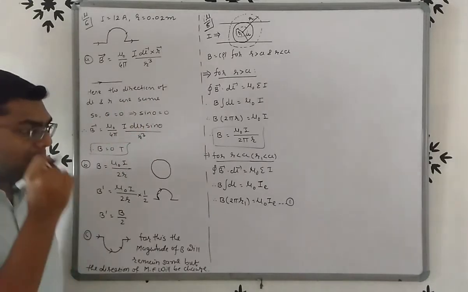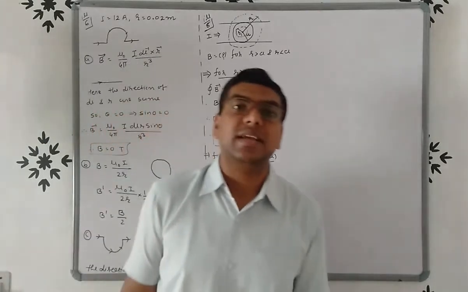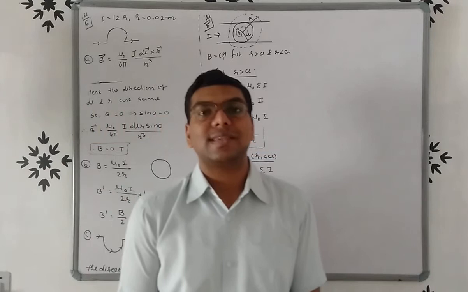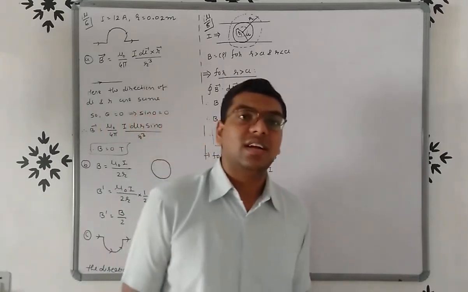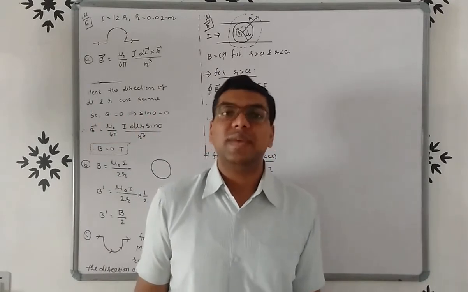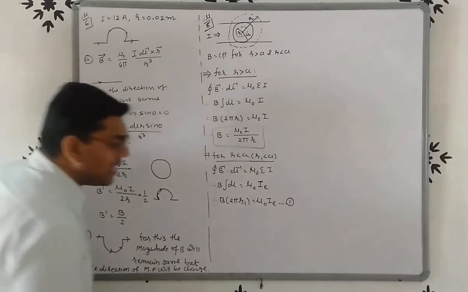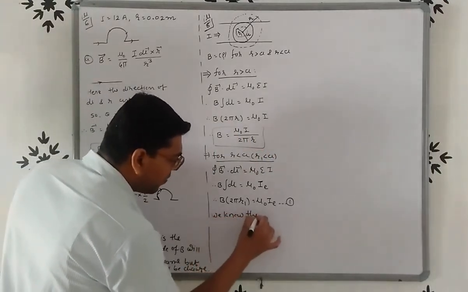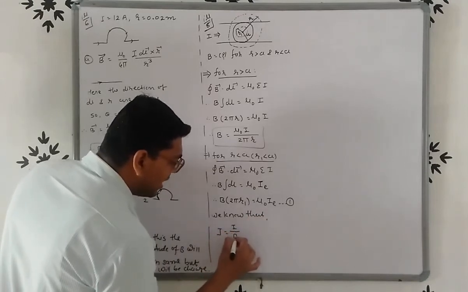Now to find out IE, we already know the concept of current density J, right? In chapter number 3 we discussed current density. We know that current density will always remain the same, and that current density J is equal to I by A.